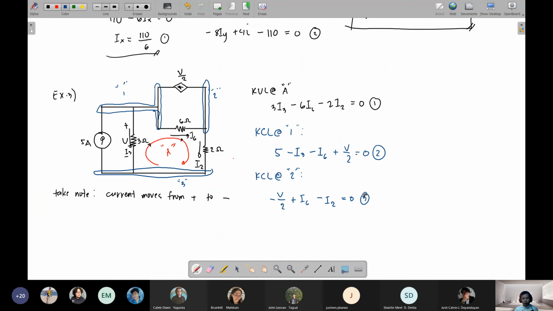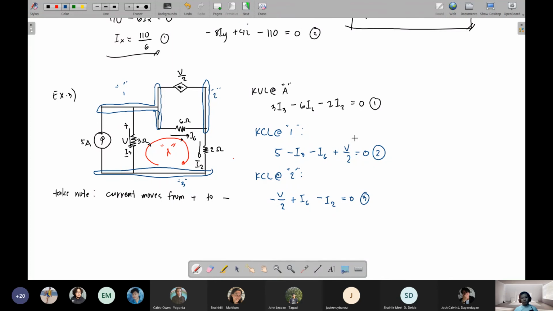Step number 5, solve the unknown. But there is a but. If you have observed properly, we have 3 equations, but looking at it closely, we don't only have 3 unknowns, but 4 unknowns. Aside from I3, I6, and I2, we also have the unknown V. So 3 equations, 4 unknowns, we cannot solve this. So something has to be done.